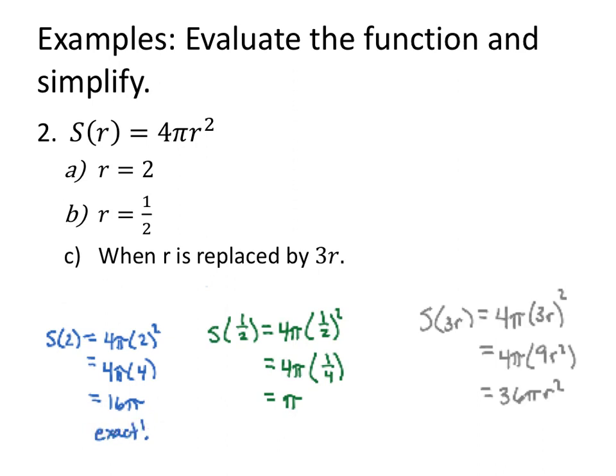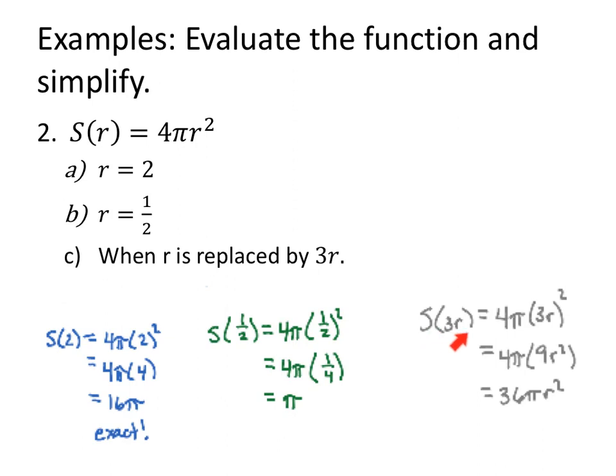This is the exact answer. If you're using the homework website webassign.net, WebAssign wants 16 pi. Pi is not 3.14. Pi is pi. So use the exact answer unless it tells you otherwise. When r equals 1/2, put in 1/2 for r and square it. 1/2 squared is 1/4. 1/4 times 4 makes 1 pi.